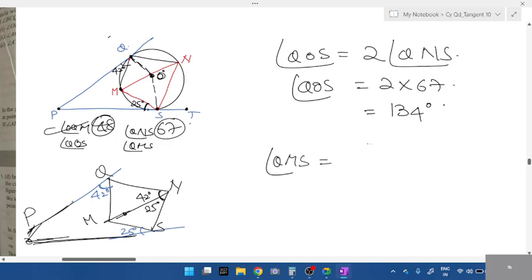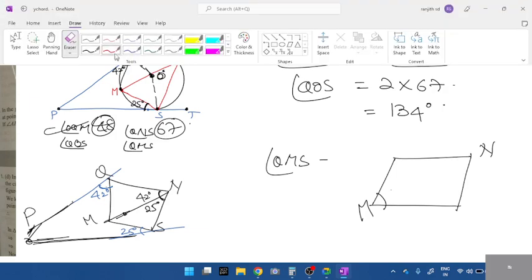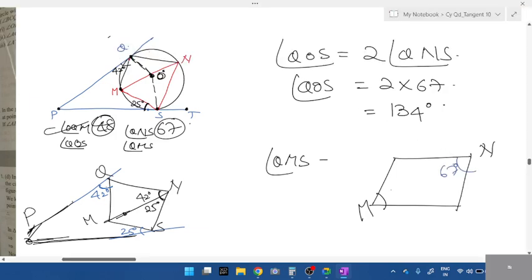QMS will be equal to which one? Look at the cyclic quadrilateral. According to the cyclic quadrilateral, angle N will be equal to which one? Angle M, right? I mean, their sum should be 180. If this is 134, 180 minus 134 is 46. Oh, it is 67. Okay, if it is 67, what is angle M, students? Very good, 113.